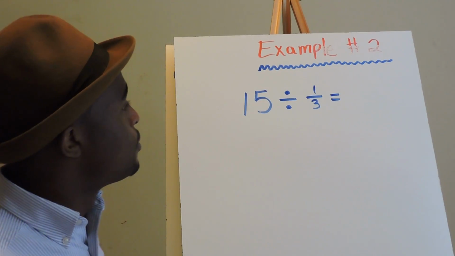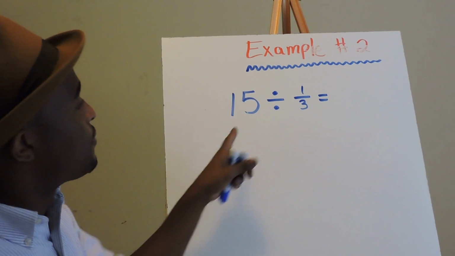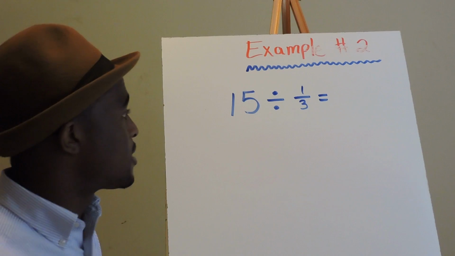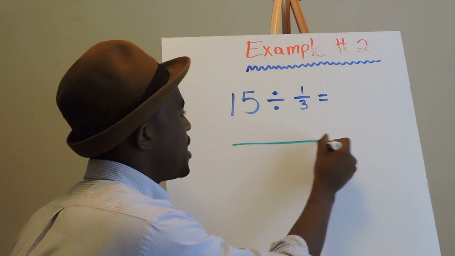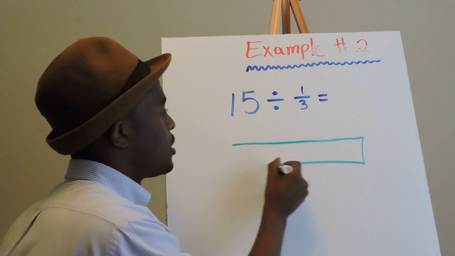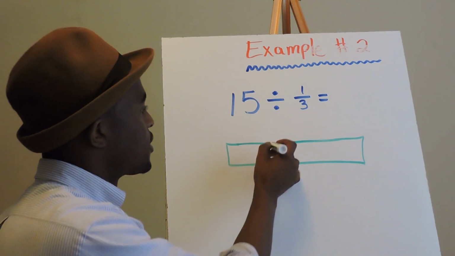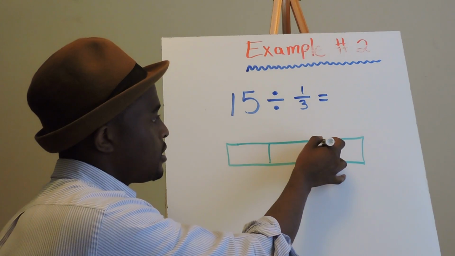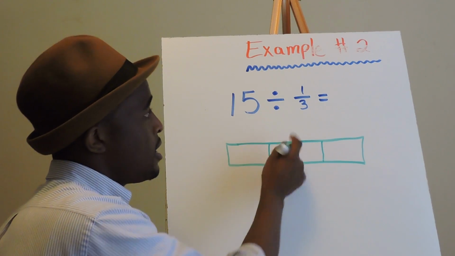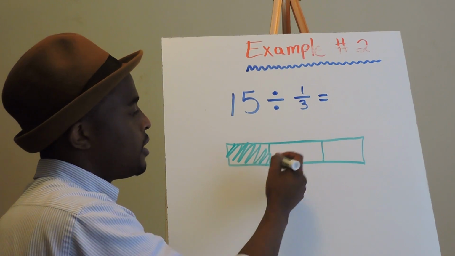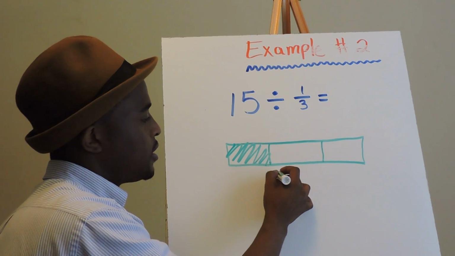Example number 2 is 15 divided by 1/3. Again, I just make a basic fraction bar. I'm going to divide it into thirds. And I'll only need to shade in 1/3. And I label that 1/3 15.